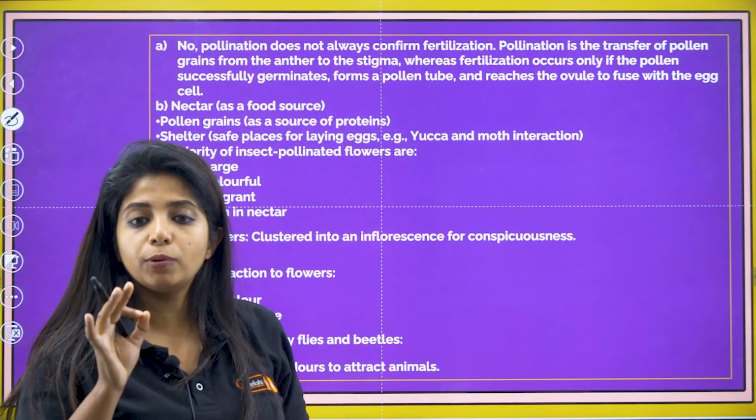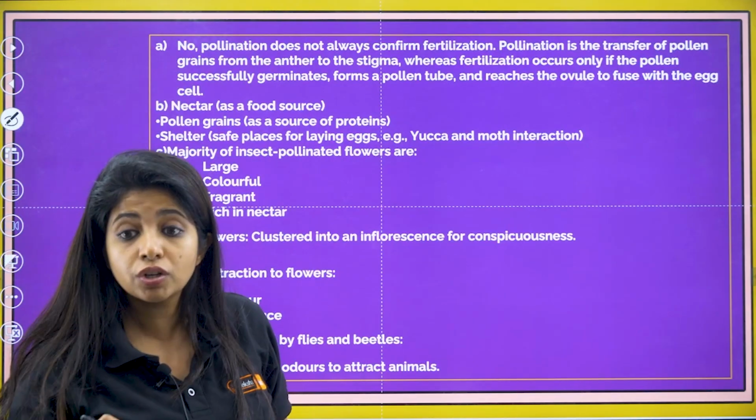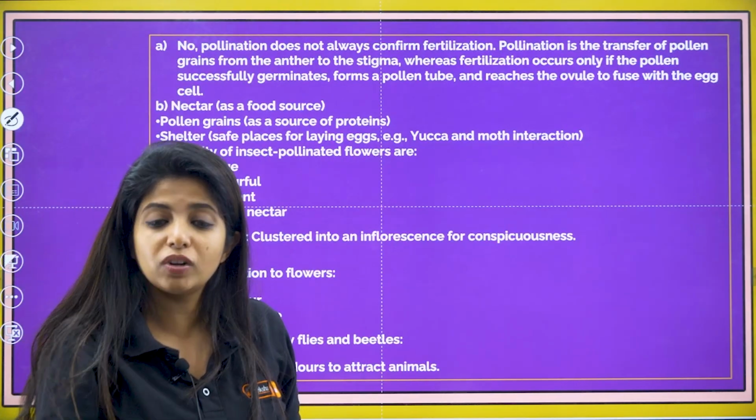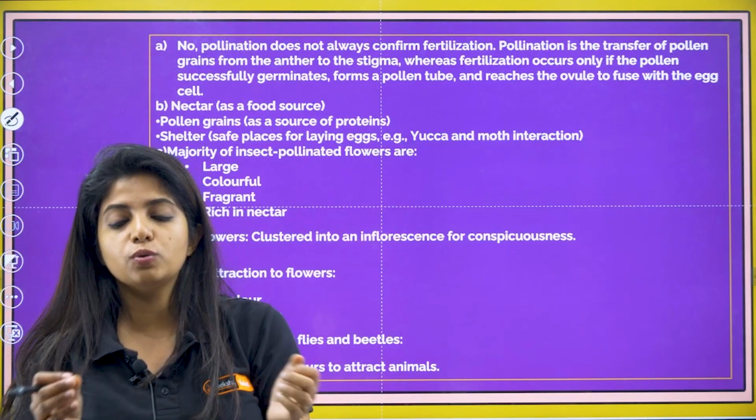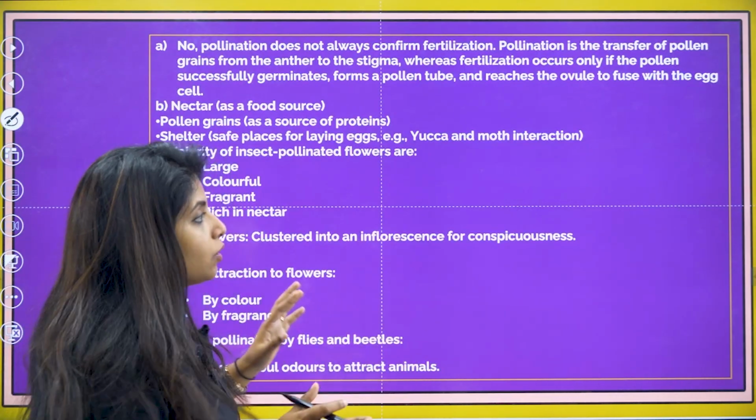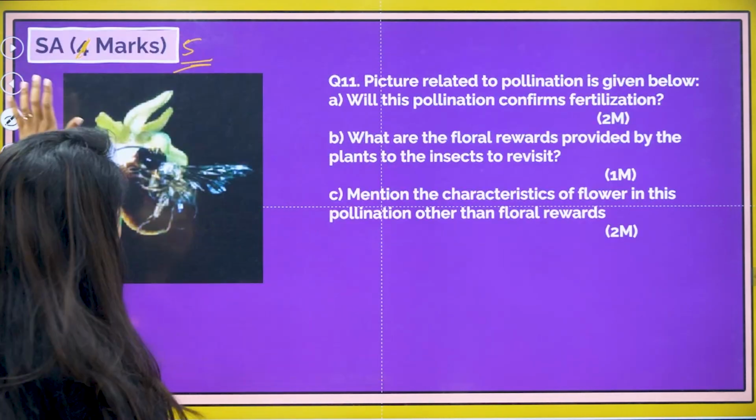Pollination is what? The transfer of pollen grains from the anther to the stigma, whereas fertilization occurs if the pollen successfully germinates from the pollen tube and reaches the ovule to what? To fuse with the egg cell. So, there is no guarantee that every pollination can end up in fertilization.